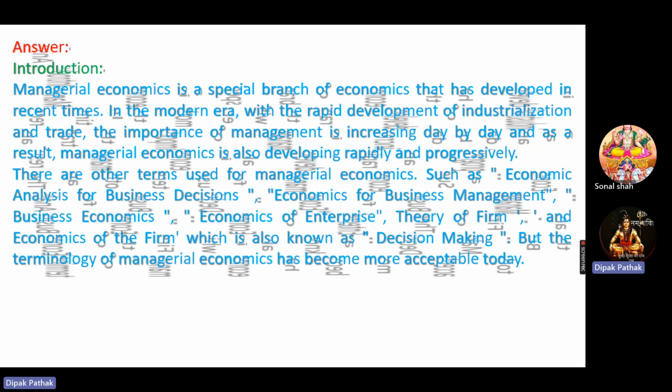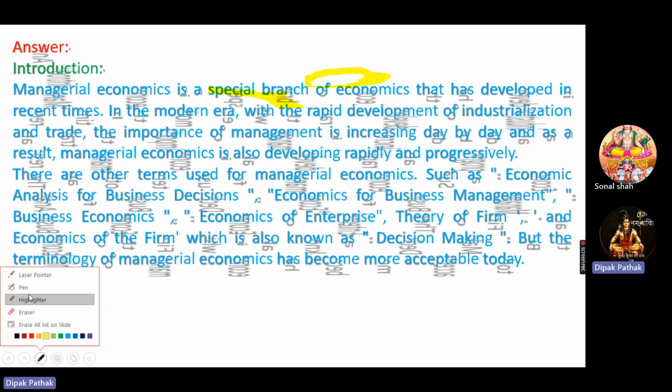Managerial economics is a special branch of economics that has developed in recent times, approximately 70 or 80 years ago. In the modern era, with the rapid development of industrialization, trade and commercial activities, the importance of management is increasing day by day, and as a result managerial economics evolved. Managerial economics is also developing rapidly and progressively.